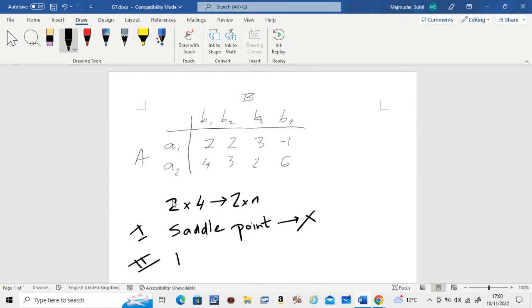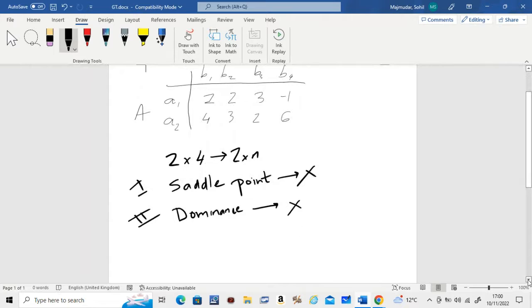Step 2, what we do is we use the dominance method to see if we can reduce this matrix. When you try that, you will see that you cannot use the dominance method either over here. So then what we do is, since this is a matrix of the form 2 cross n, we can use the graphical technique here.